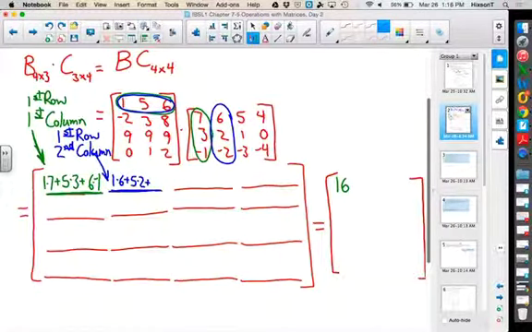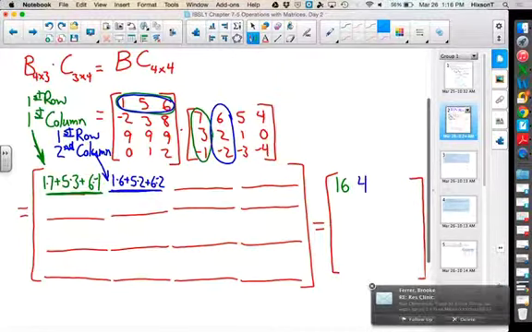Okay. Alright, 1 times 6 plus 5 times 2 plus 6 times negative 2. Okay? We multiply those and add them all up. 6 plus 10 is 16. Minus 12 is 4. Okay?